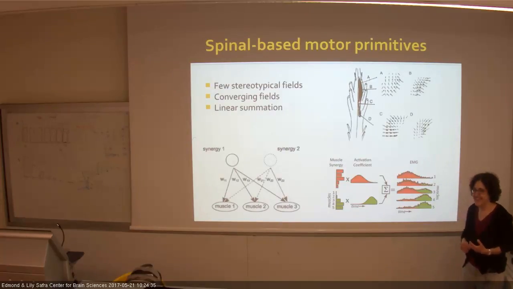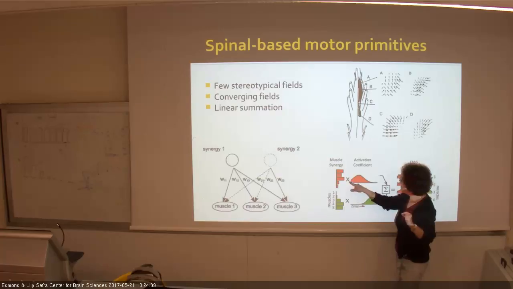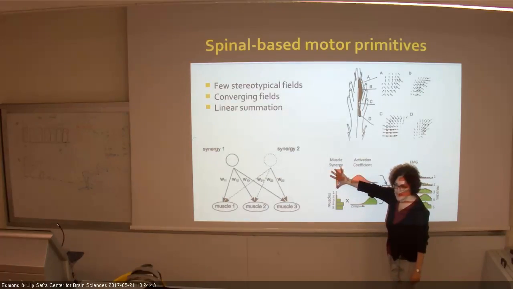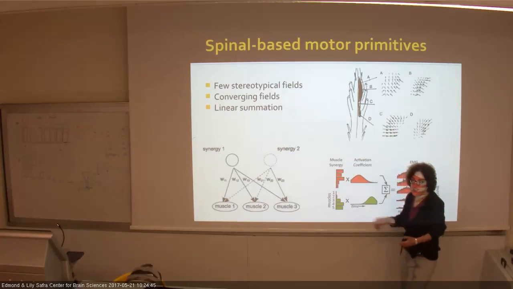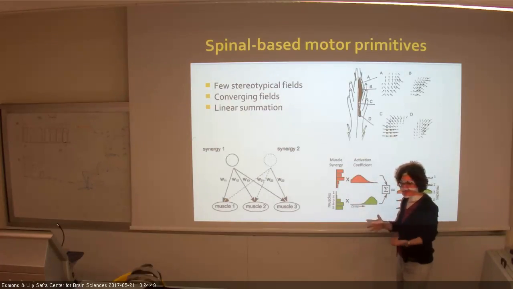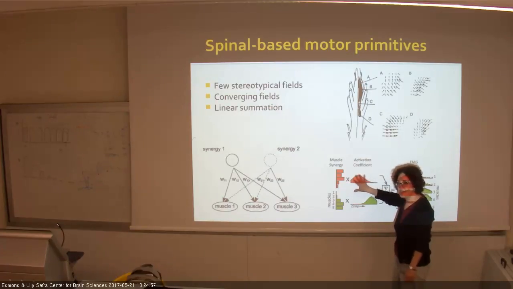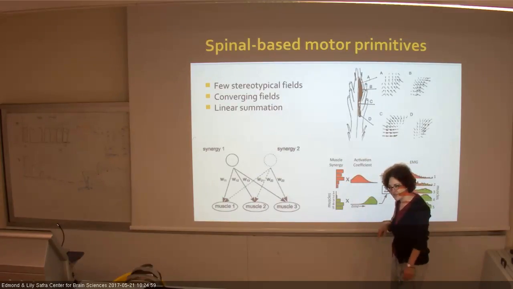The activation coefficient? The activation coefficient is just activation as a function of time that you send to this muscle synergy. It could be a population vector, or any type of activity that is not directly related to the activation of single muscles.